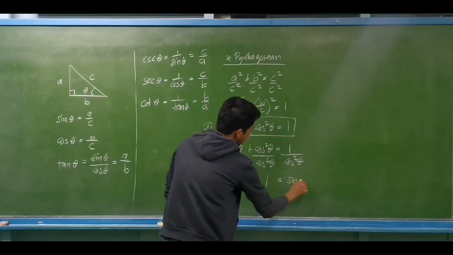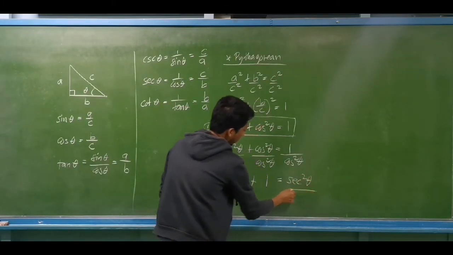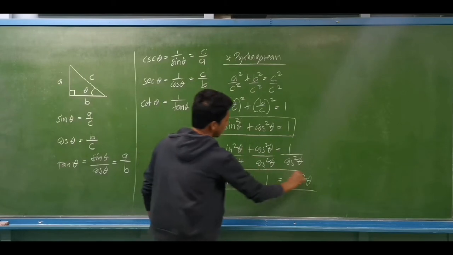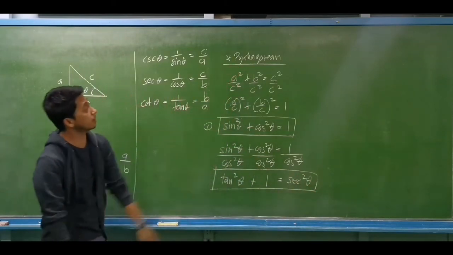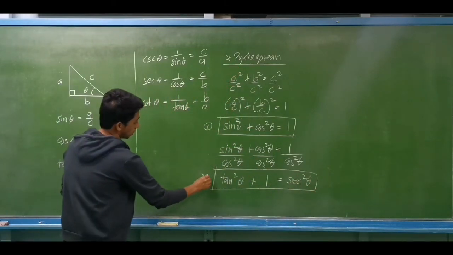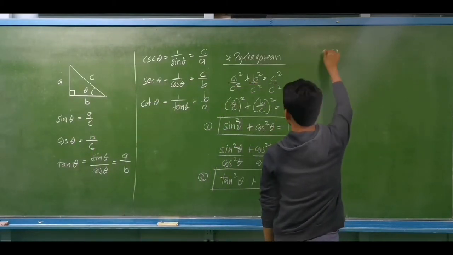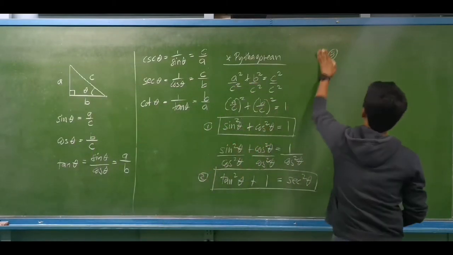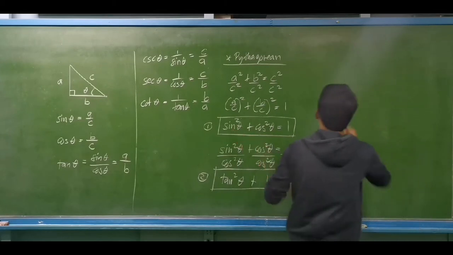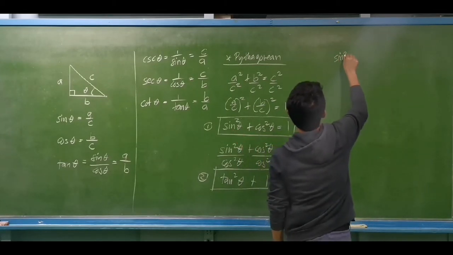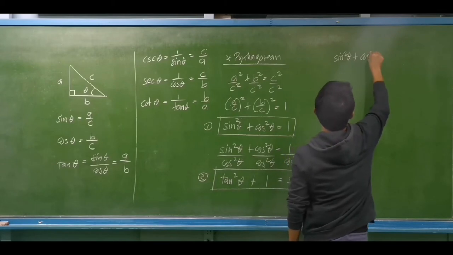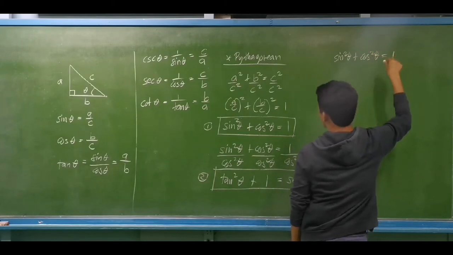So gawin lang natin na secant squared of theta. So this is the second identity under the Pythagorean identities. So this is number 2. Paano naman natin makukuha yung number 3? So for the third one, wala pa rin dito sa una. This is the sine squared of theta plus the cosine squared of theta is equal to 1.